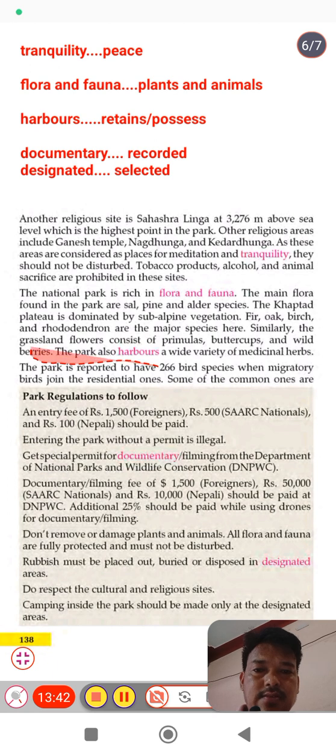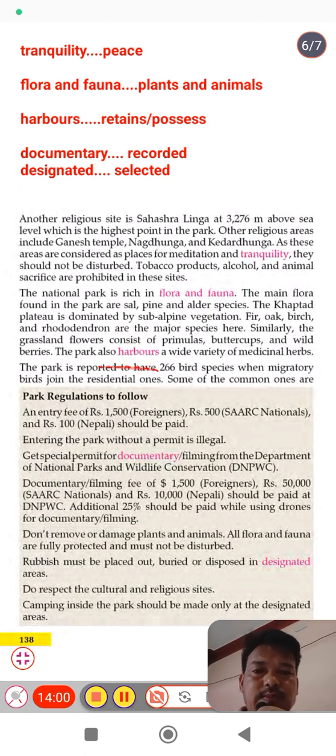The park also harbors a variety of medicinal herbs. Harbors means bushes. So we can explore here a different variety of herbal plants.